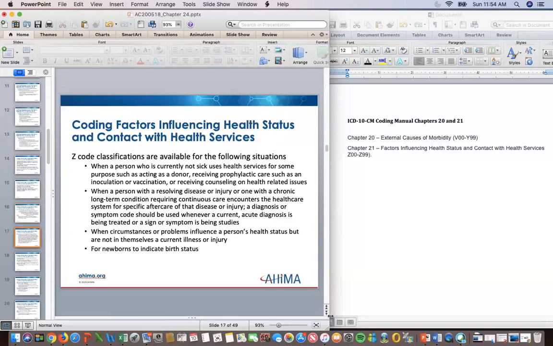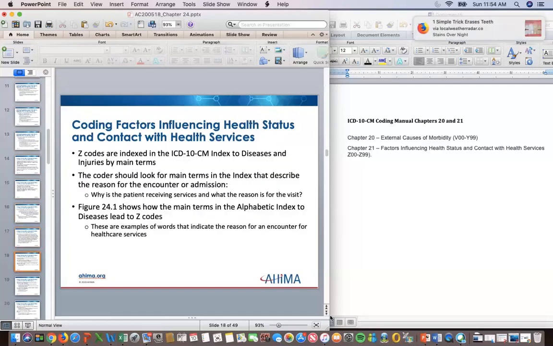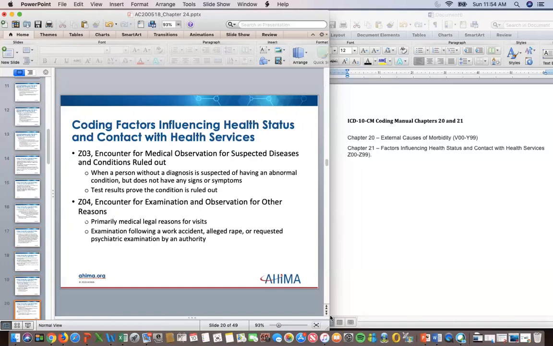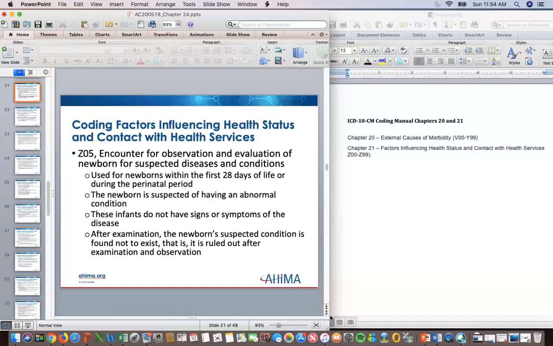Z-code classifications are available for the following, and these are excellent examples of that. So make sure that you review through that. So we have our Z codes. If you're going to hit the main term, describe the reason for encounter: why are they coming to the visit? Examples of words that indicate the reason for encounter or healthcare services are encounter, and medical observation for other reasons. Reasons, again, talks about the newborn for suspected diseases or conditions within the first 28 weeks of life.